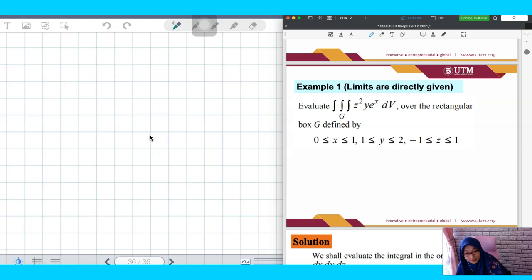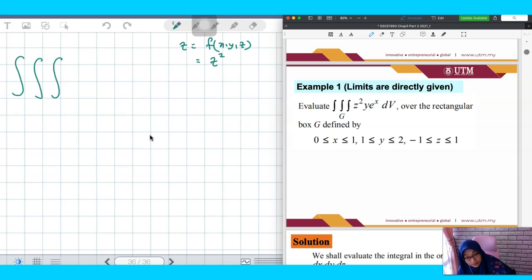Okay, so how can we compute the triple integral if we have the function? Your function here is a 3-variable function. It can be just x, just y, just z, or a combination of just 2 of them or all of them, x, y, z. So let's say in this case we have all 3 of them.